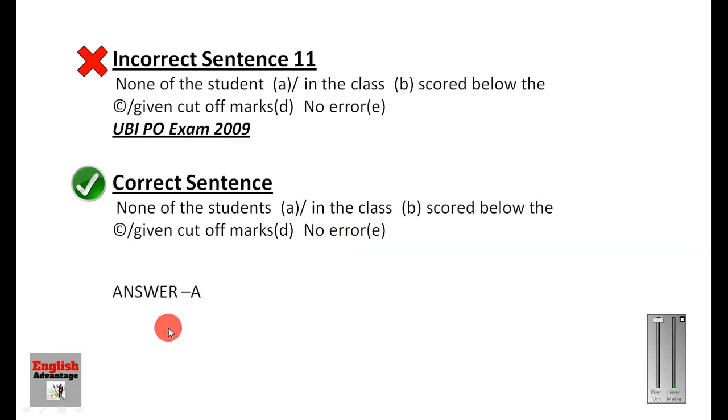Now let us see the next question. Incorrect sentence number 11. This question has come in the UBI Bank PO exam 2009. None of the student. Now the error lies here only, in the first part only, because 'none of the' is always followed by a plural noun here. It should be a plural noun because we select one out of many. So that is why this should be changed into students, like this. None of the students. So here the answer would be A.